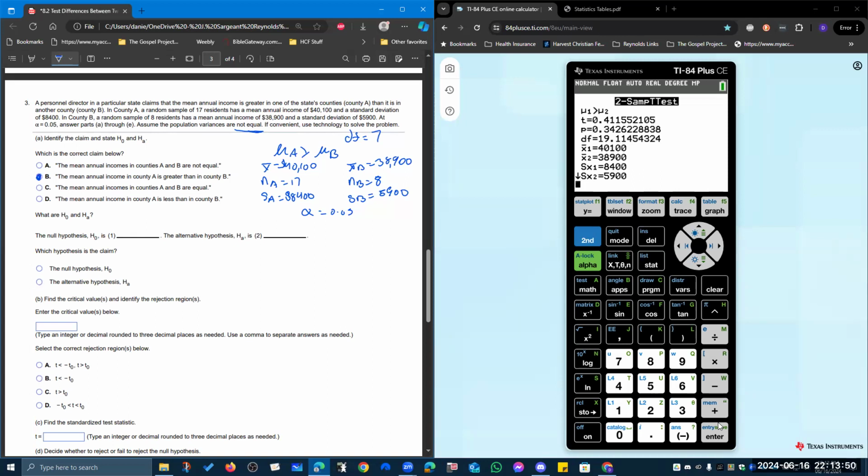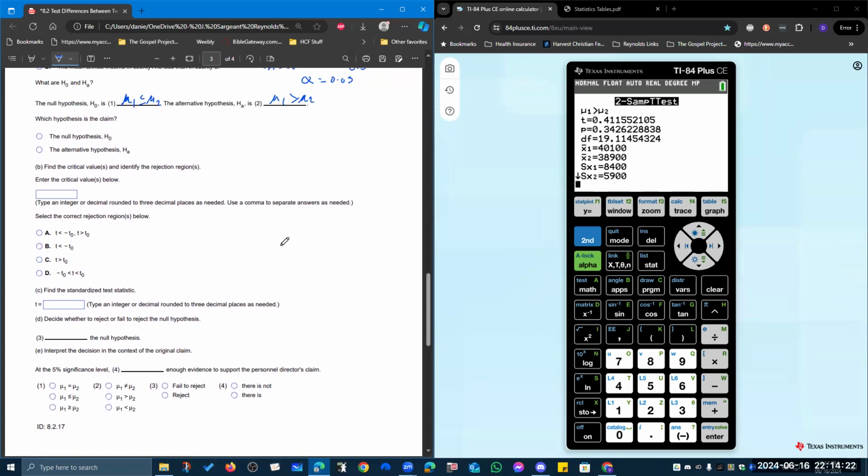And the null hypothesis is mu1 less than or equal to mu2, and the alternative hypothesis is mu1 greater than mu2, or mu A greater than mu B. So mu1 less than or equal to mu2, and then mu1 greater than mu2. The alternative hypothesis has the claim.